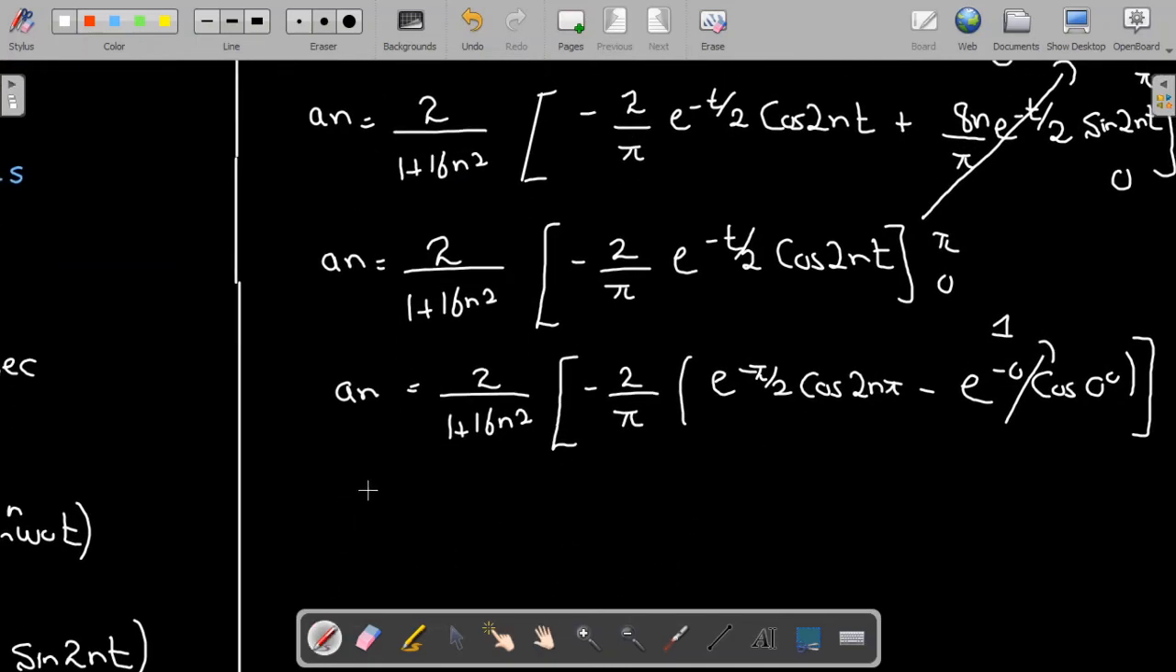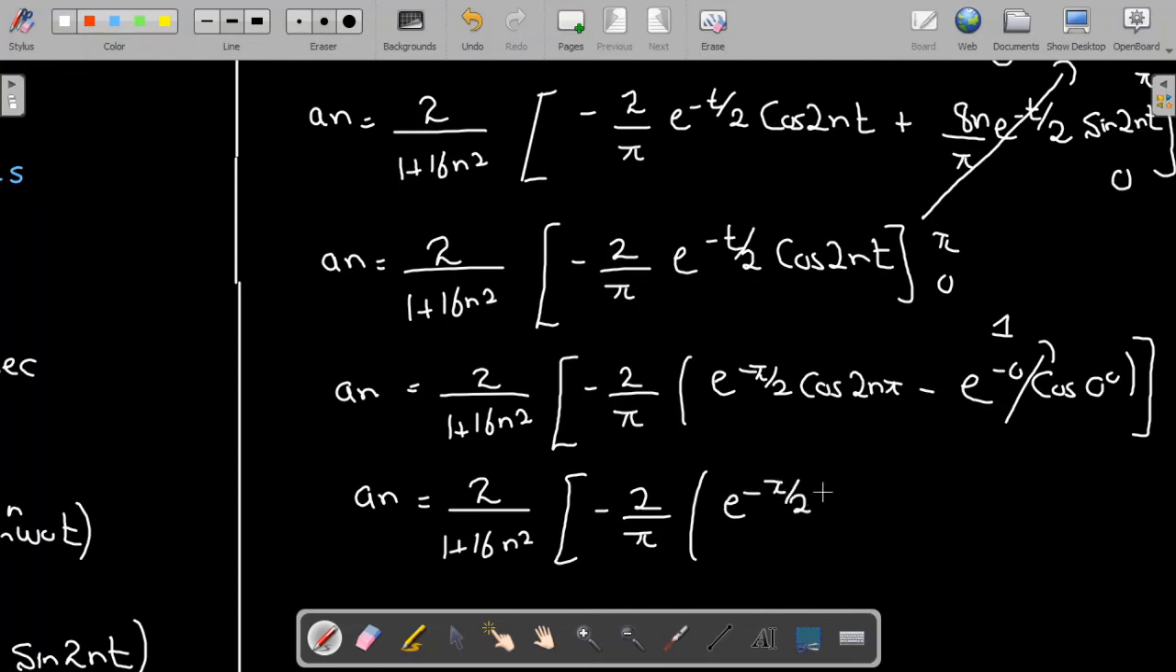So this will be equal to an is equal to 2 divided by 1 plus 16n square, minus 2 by pi. Now cos 2n pi is equal to 1, so this term equals 1. So it means that I only have e power minus pi by 2.